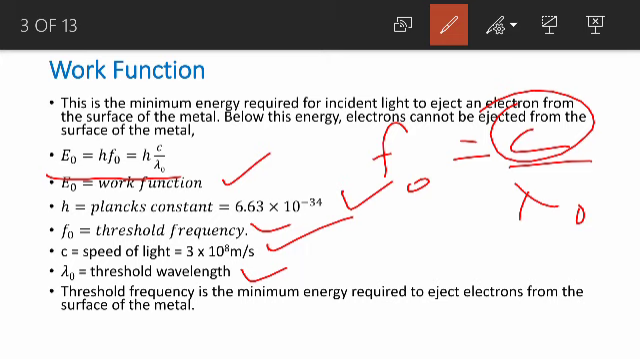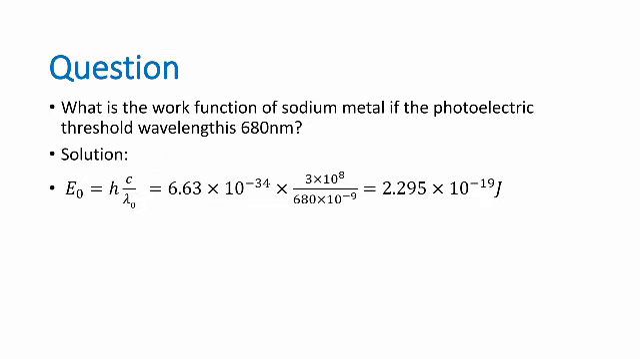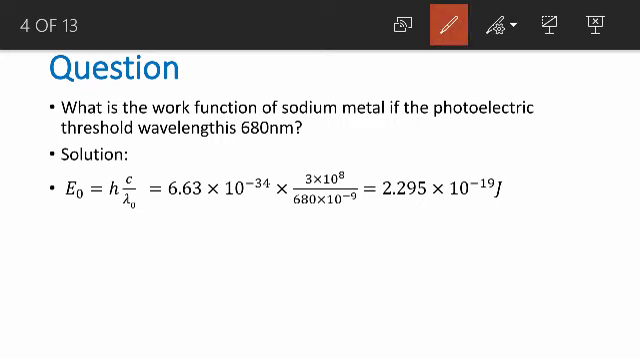So you can see here that the threshold frequency is the minimum frequency, not energy, required to eject electrons from the surface of metals. Okay, so that leads us to a question here. What is the work function of sodium metal if the photoelectric threshold wavelength is 680 nanometers?